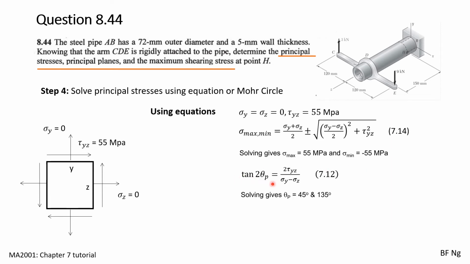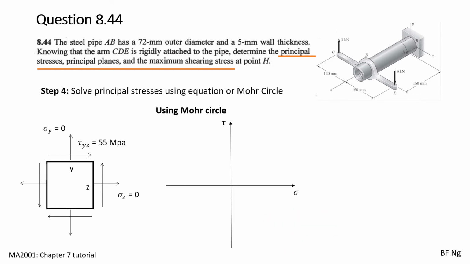For the principal plane, we use equation 7.12, and this gives us 45 degrees and 135 degrees. For the maximum shearing stress, we use the same equation, and we get 55 megapascals. We can also solve using the Mohr circle. First, we draw the axes for sigma and for tau.